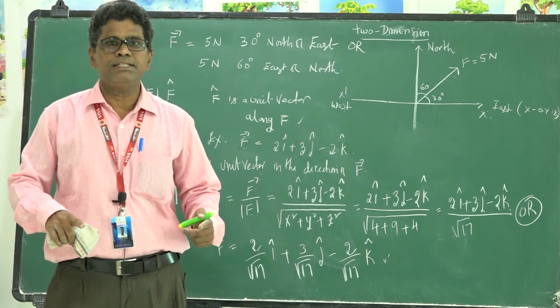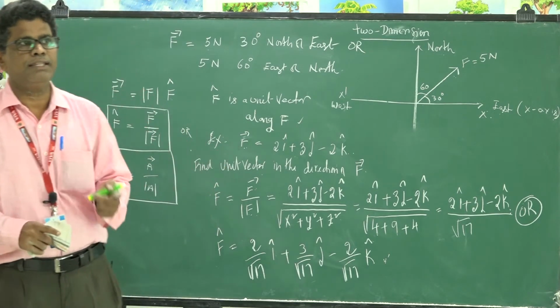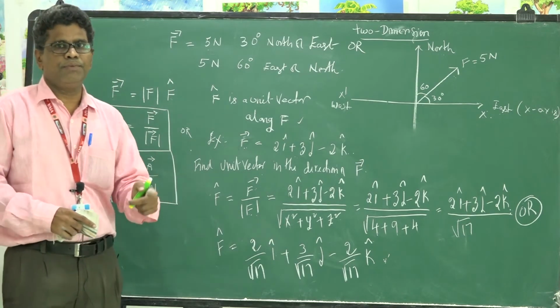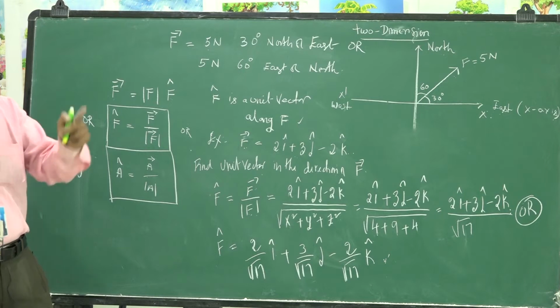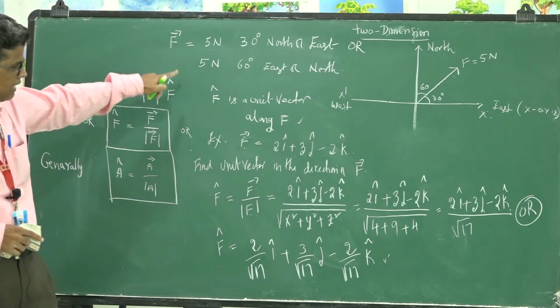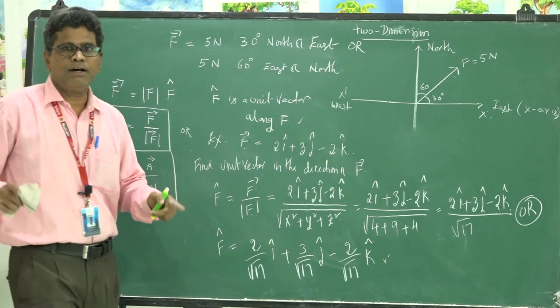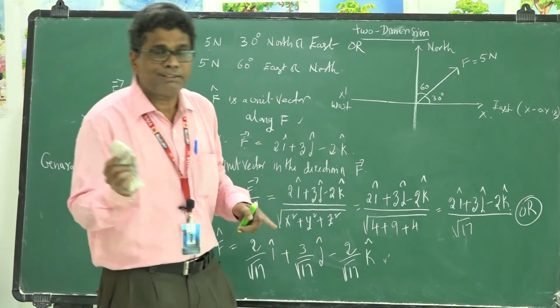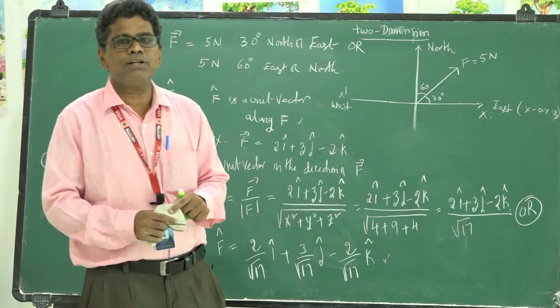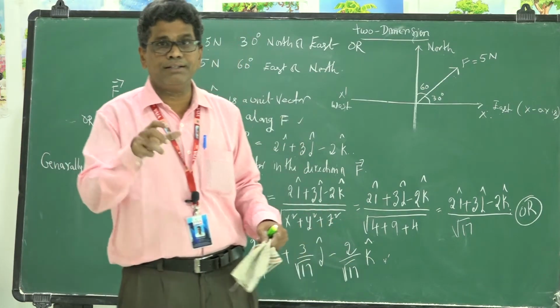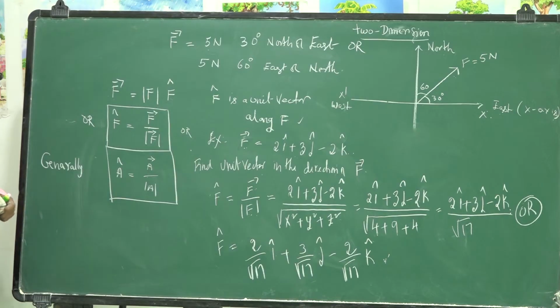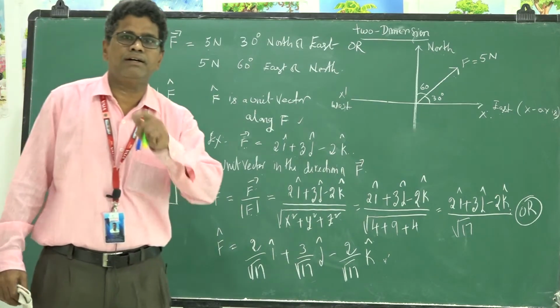If it lies in any direction other than i cap, j cap, k cap, then the unit vector in that direction we can represent like this. A vector can lie in any direction, because the force acting on a body acts in any direction. That direction we can represent like this. That is the significance of vectors.